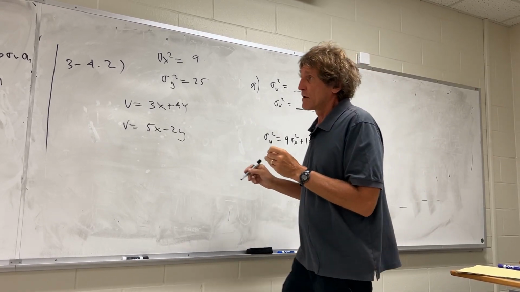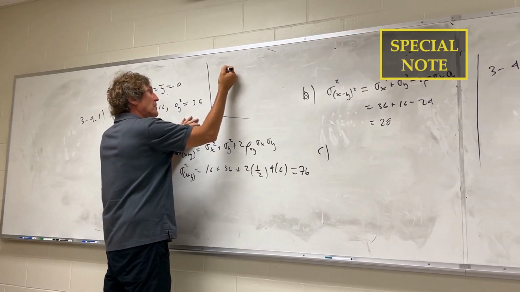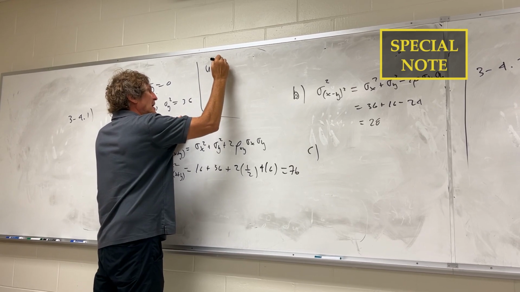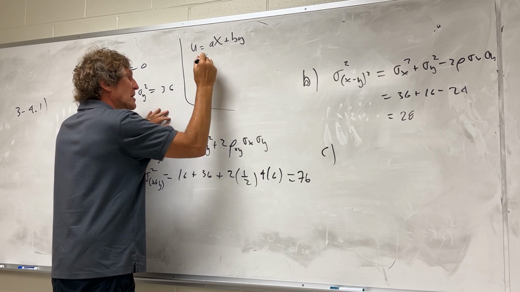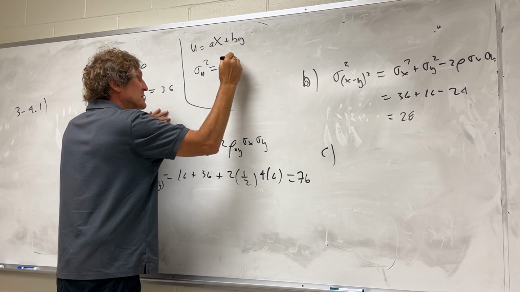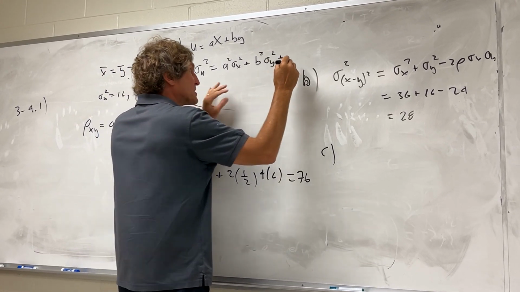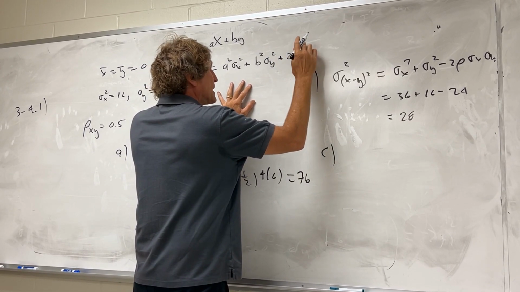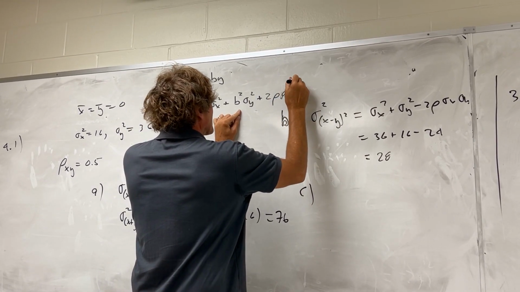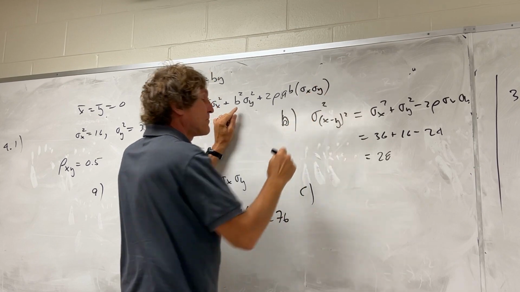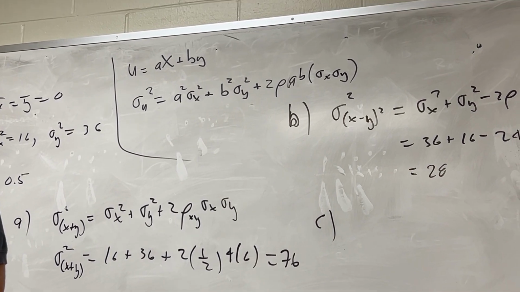Now before, I'm going to amend this. I'm going to put it here. He doesn't do this in a book. But if you have a variable like u is equal to ax plus by, and you want sigma u squared, you would take a squared sigma x squared plus b squared sigma y squared plus 2 rho, and then it would be simply a times b here times sigma x sigma y. Do you all follow me on this, class? With me? We can prove it. Do you follow me on this?